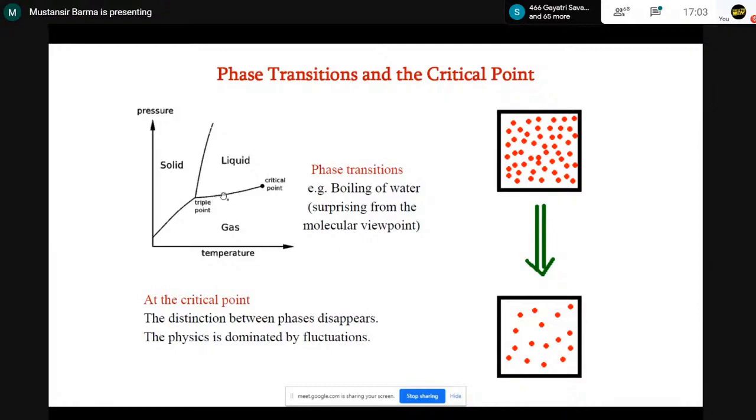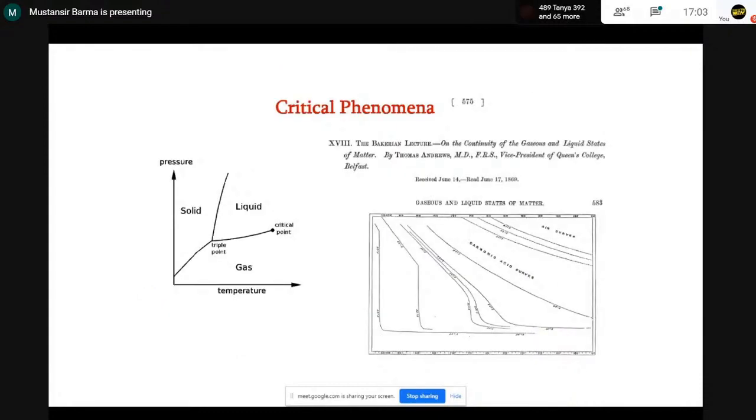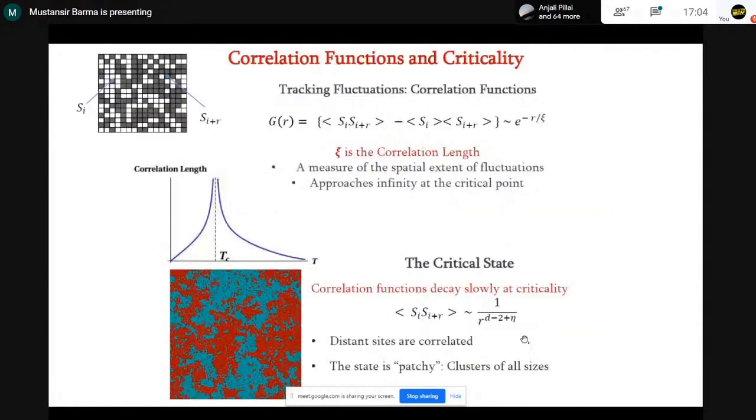Nevertheless, the phase transitions have these jumps of the density, and the jumps go to zero at the critical point, and the distinction between the phases disappears. At that point, the physics is dominated by fluctuations. Now, what does it mean? Just to remind you, in 1869 was the first evidence that there is a terminus of a line like this. This was in a carbon dioxide experiment done by Andrews. You'll find his data for the pressure-volume curves. You see that there are jumps here, no jumps at very high temperatures, but somewhere here there is a point at which the jump ceases.